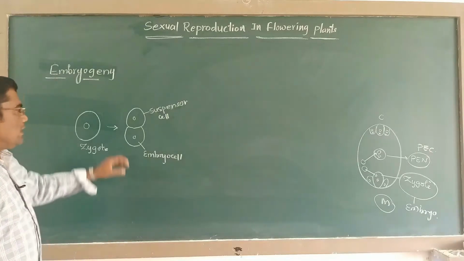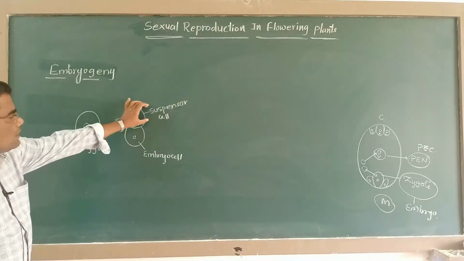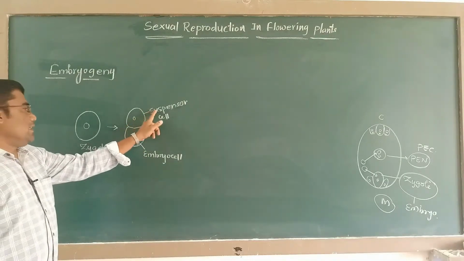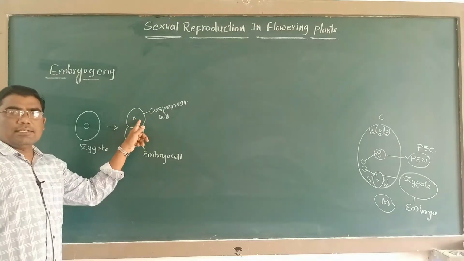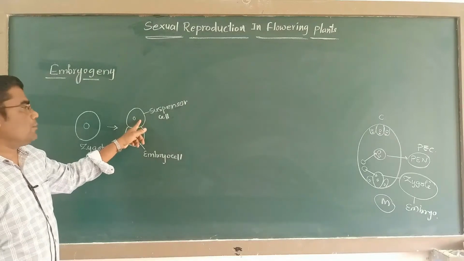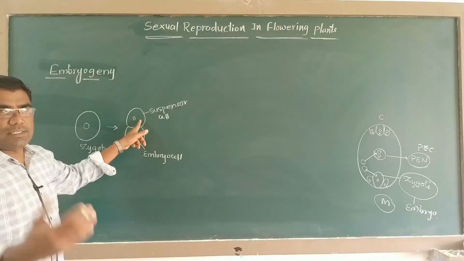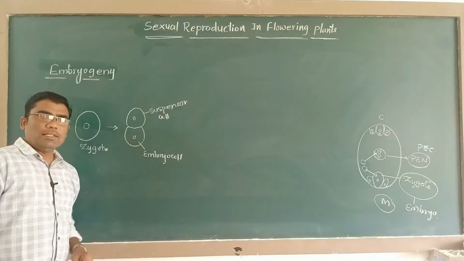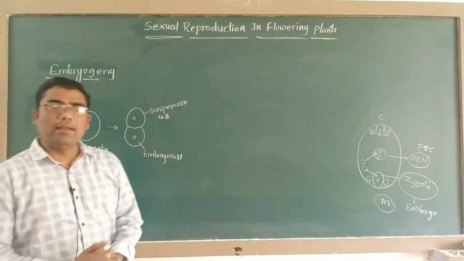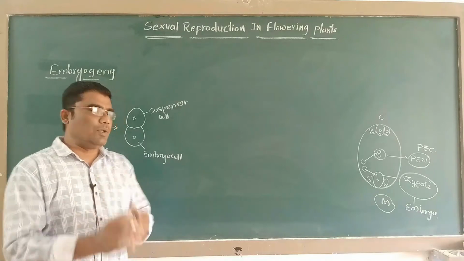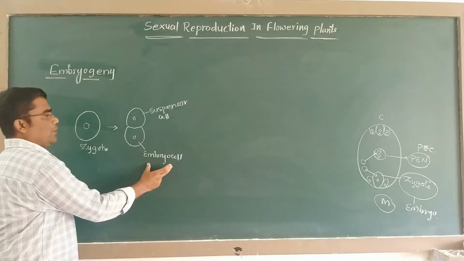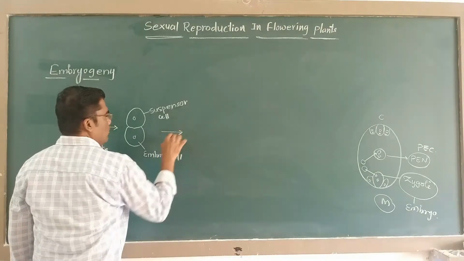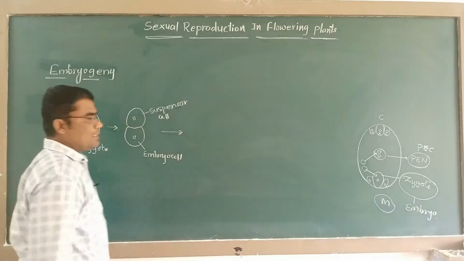What is the reason these two cells are referred with these terms? Suspensor cell means this cell is responsible for the formation of a suspensor. What is the suspensor? Later we discuss. Here this embryonal cell or embryo cell is helpful for the formation of embryo, hence it is called embryo cell. Now next, first we discuss what happens with this suspensor cell.